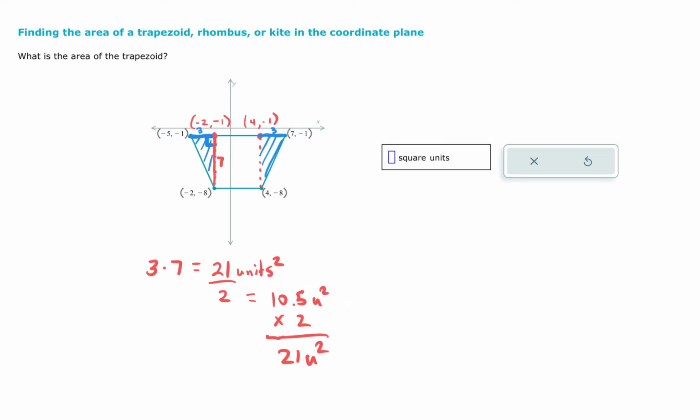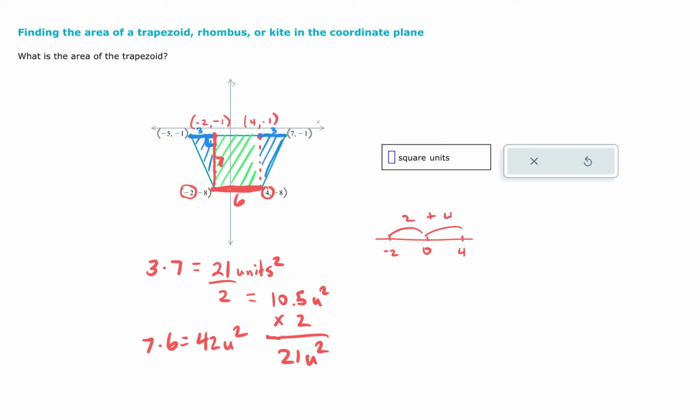Now I need to find the area of the rectangle. So this green rectangle right here. We know this rectangle has a height of 7, and we want to know what its base is right here. And its base is going to be how far apart the x-coordinates are of these 2 points on the ends. So from -2 to +4, here's -2, here's +4, here's 0. That's going to be 2 plus 4, which is 6 units. So that green rectangle is going to have an area of 7 times 6 units equals 42 square units.